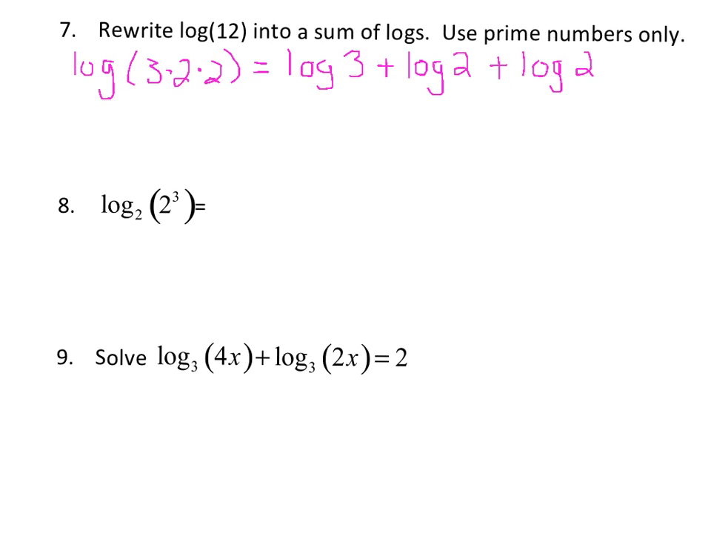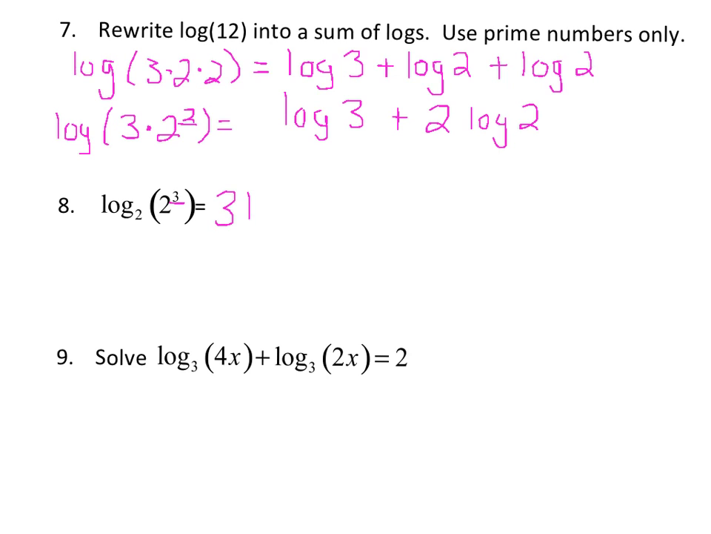And I could rewrite this as the log of 3 plus 2 times the log of 2, since there are 2 of them. Now, if you broke this up as the log of 3 times 2 squared, you should also get the same answer. Because remember, if we have an exponent, so 2 squared, the exponent moves in front of the logarithm. So similarly, with number 8, if we want to simplify log base 2 of 2 cubed, you can remember that this 3 can come out in front of the logarithm.